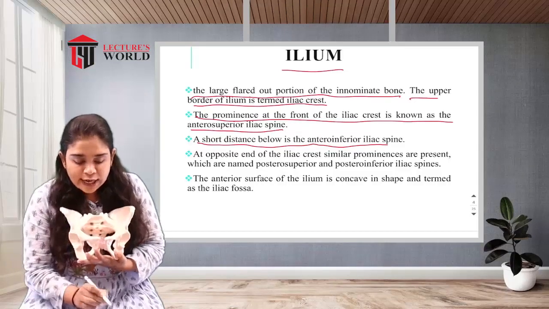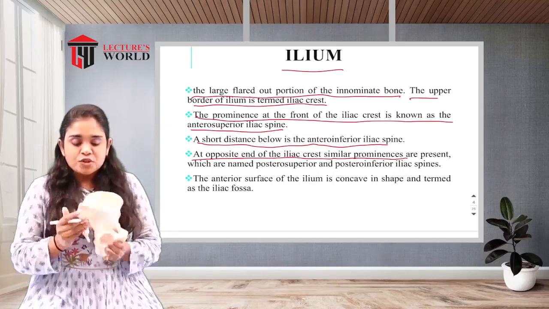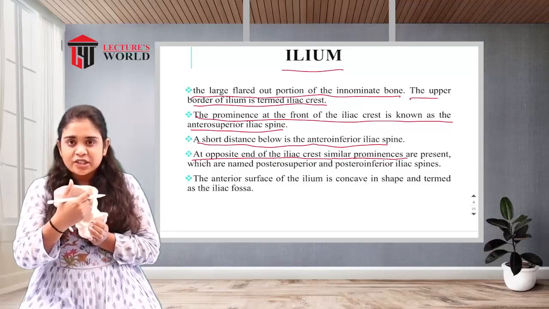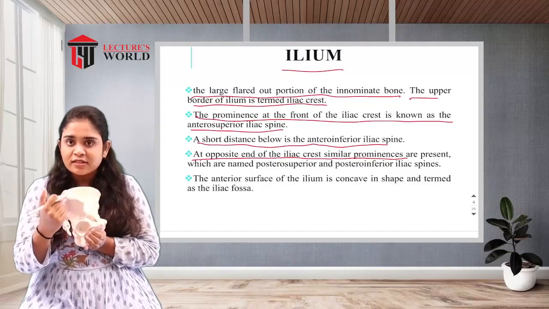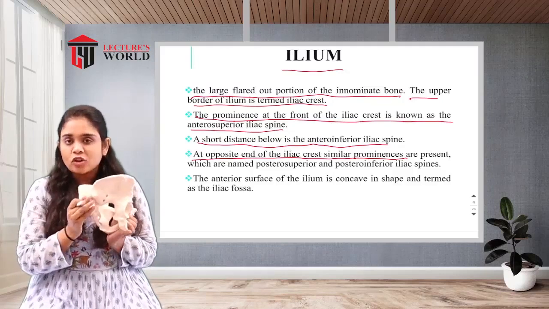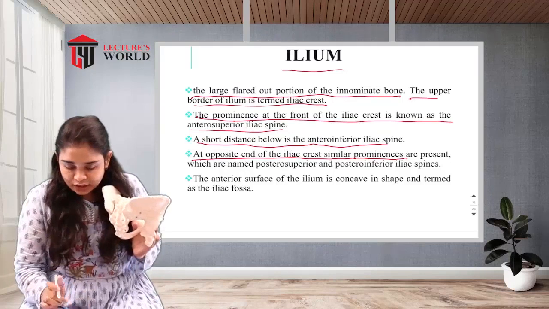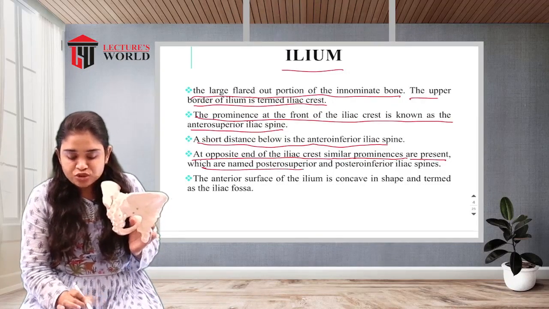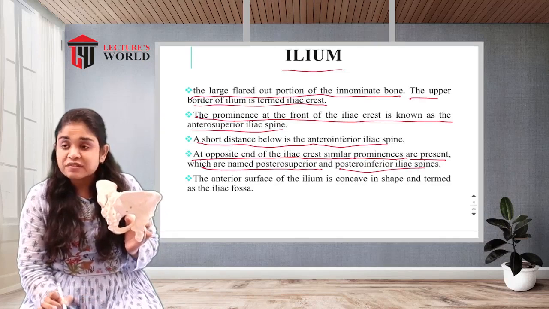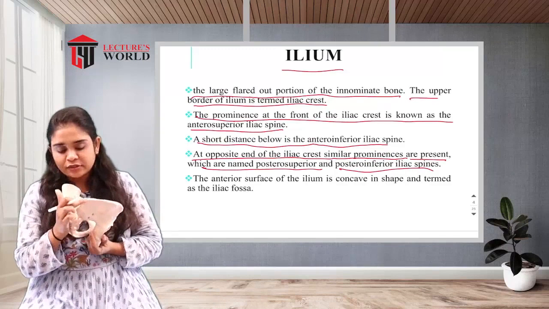Then at the opposite end of the iliac crest, similar prominences are there. This was the anterior part and this was the posterior part. The iliac crest is there, and we are talking about the end portion, or the opposite portion. Similar prominences are present, which are named the posterior superior and posterior inferior iliac spine. As you can see, here we are talking about this one, right?